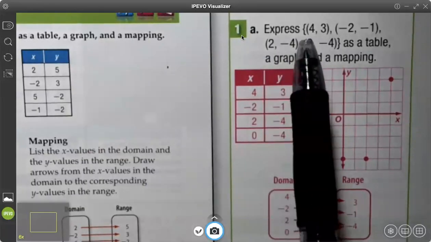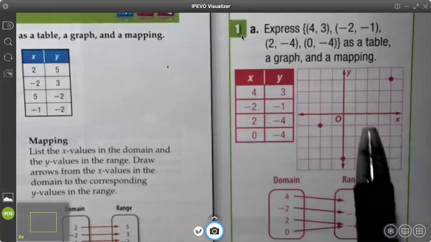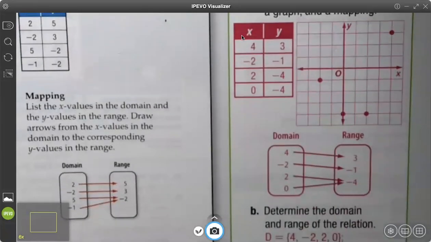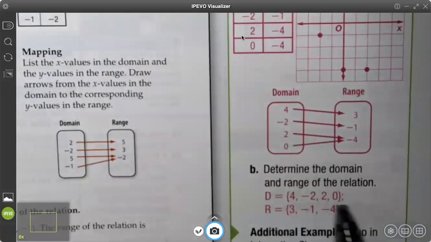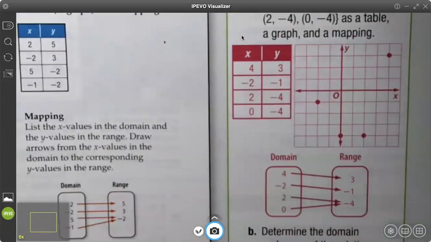Just looking at another example real quick. I have 4 ordered pairs. Here's my table. Here's my graph. Here's my mapping. My domain are all my x values. My range are all my y values. It is a function. Every x value has only one y value.